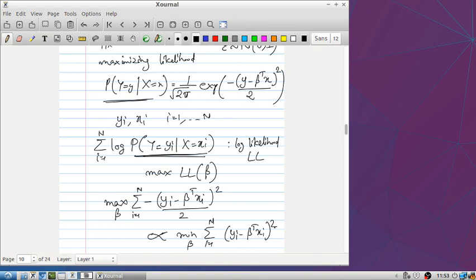Otherwise, why did we prefer the square versus, say, the absolute value? That could be justified if there was some distribution which would have an absolute value here. Gaussian has the square, so that's why we make a Gaussian assumption. You can justify the choice of the square.